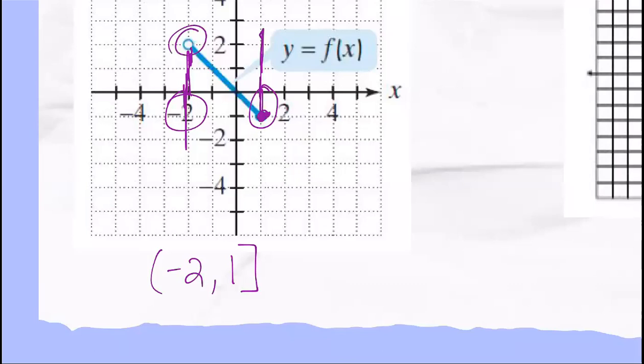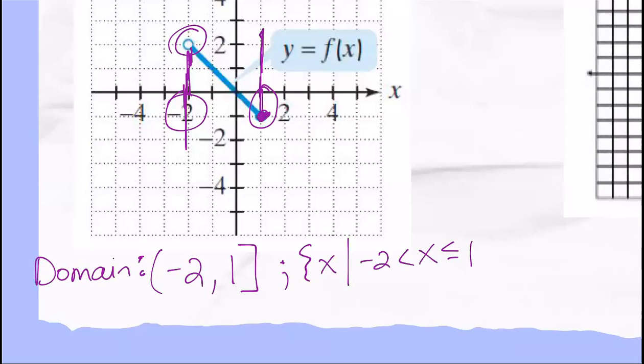I put a bracket at 1 because that was a closed dot. So it included it. So this would be my domain. If you wrote it in inequality notation or set notation, it would be all x's such that x was between -2 and 1.